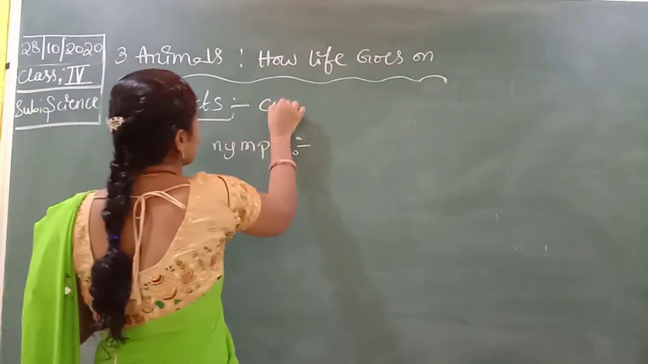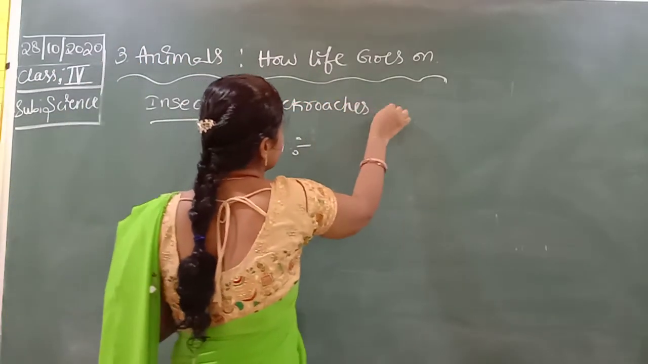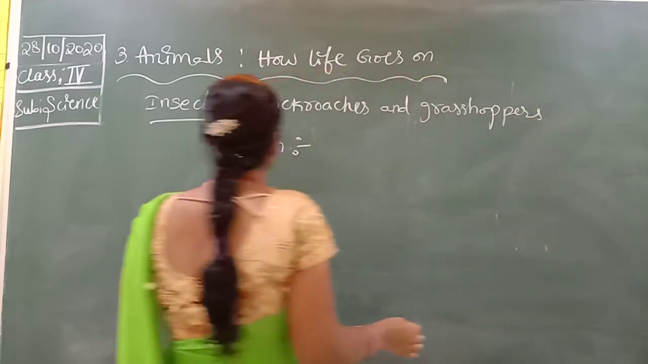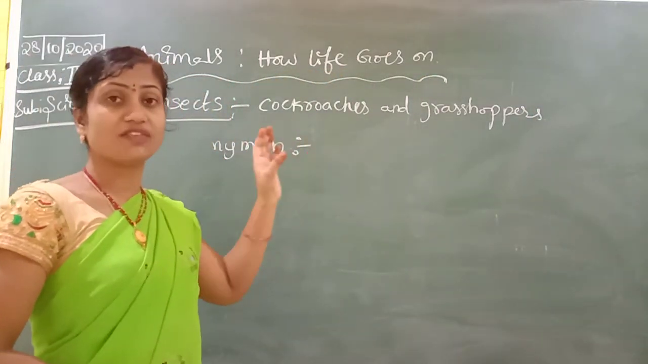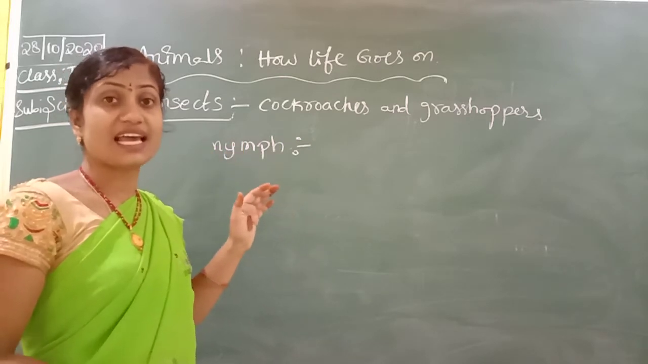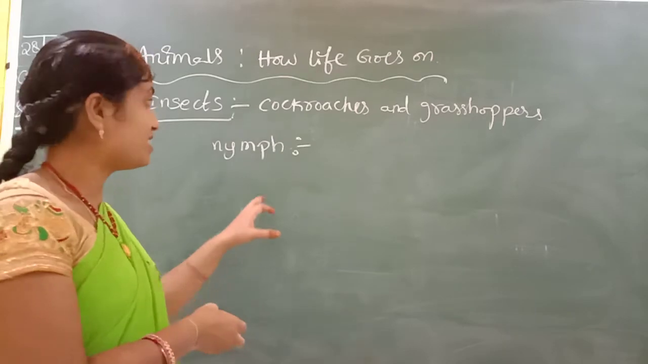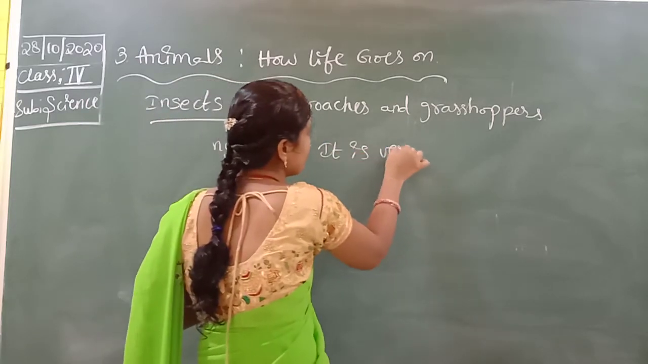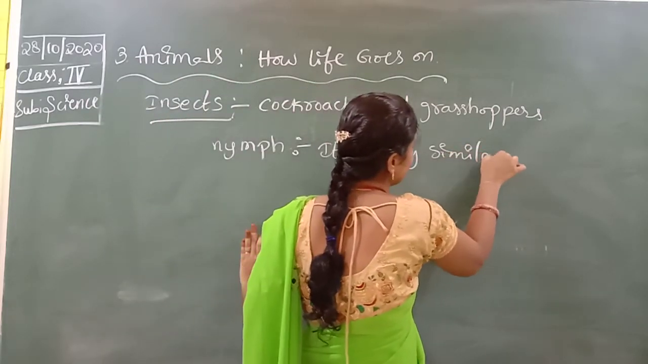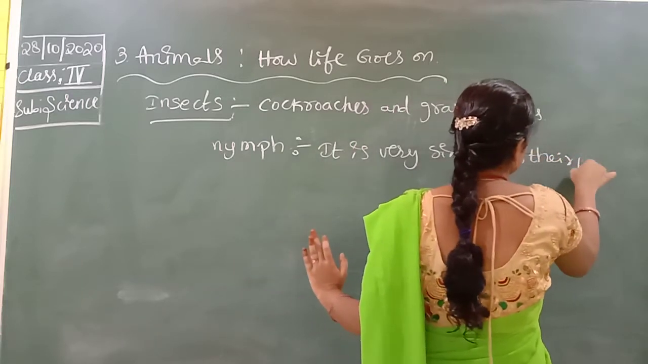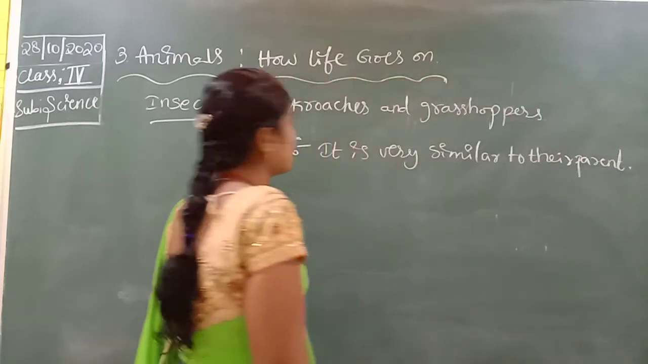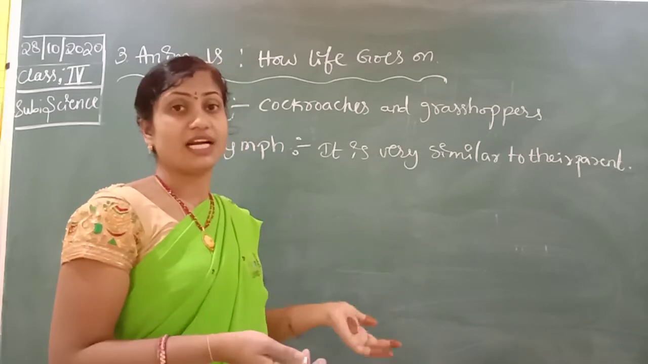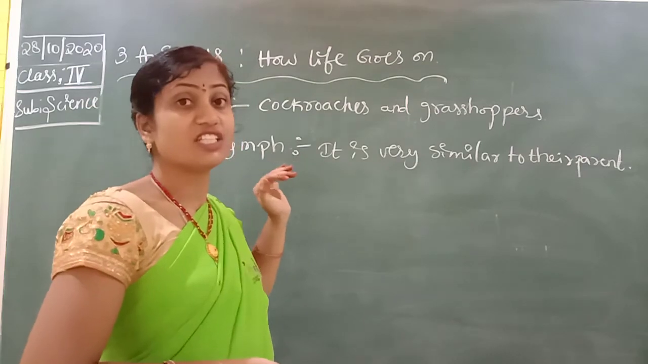So cockroaches and grasshoppers lay eggs. Small babies come out of these eggs. The small baby is called a nymph. It is very similar to its parent. After molting many times, it will turn into an adult.